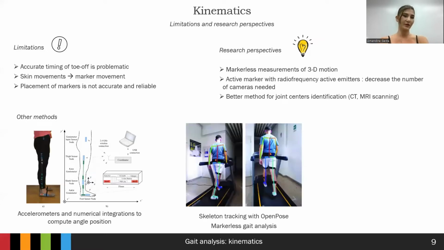So here are some examples of other methods. The first one would be to use accelerometers and numerical integrations to compute the angle position. So you can see here on the picture that they use accelerometers on the leg, and with this information you can integrate everything and obtain the velocity and then the position, like the angle position. But another method would be the markerless gait analysis, which can be implemented on OpenPose with a skeleton tracking. And it can be useful because you don't need to place markers or this kind of thing.